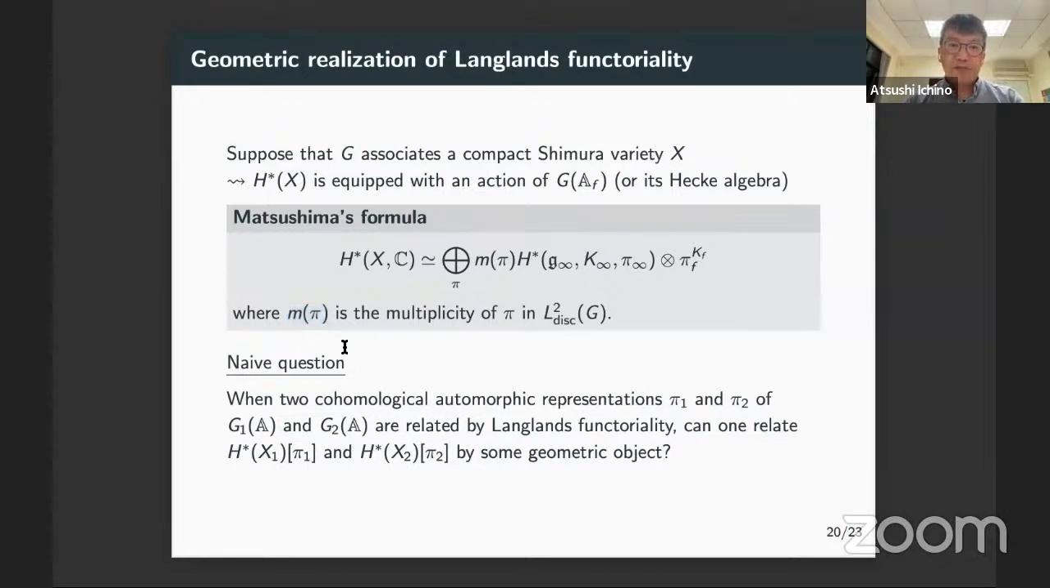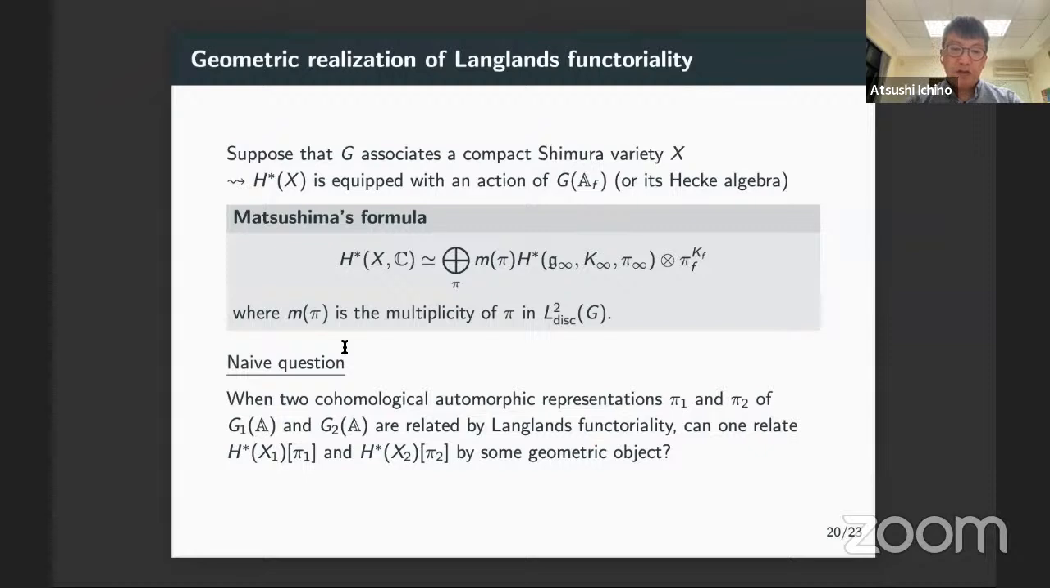And we are interested in the representations which appear in the cohomology of the Shimura variety. And the naive question is the following. Suppose that we have two cohomological representations, pi1 and pi2, of G1 and G2. And suppose that they are related by Langlands functoriality. Then consider the pi-isomorphic part of the cohomology. Then can one relate this cohomology by some geometric object?